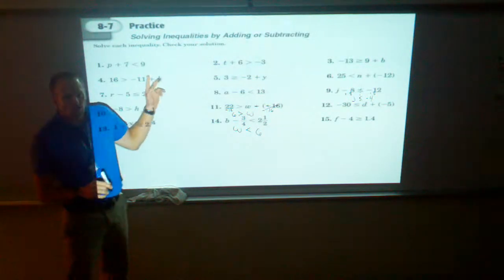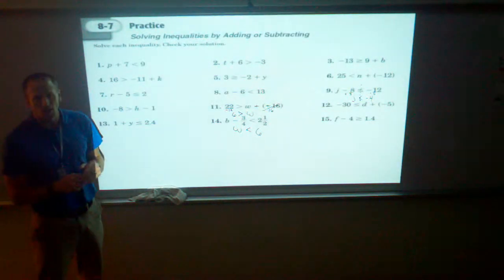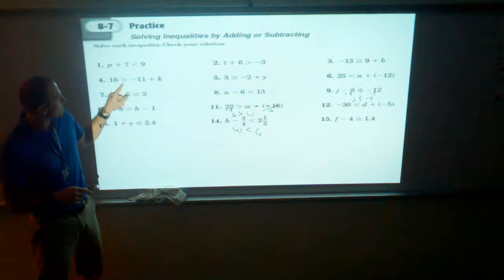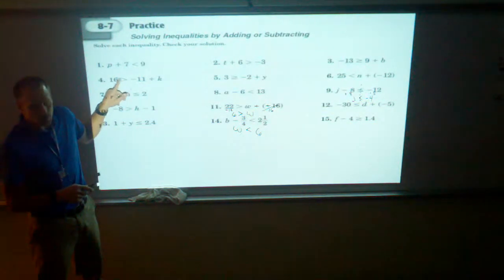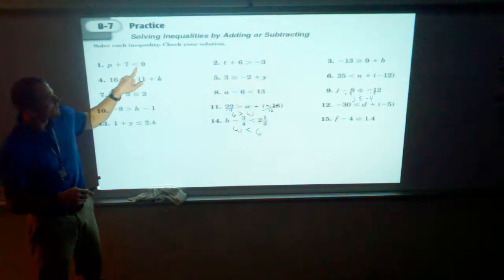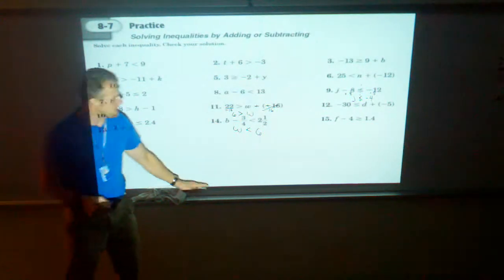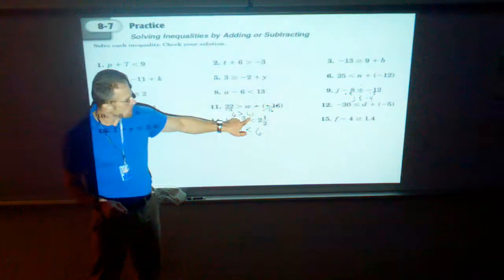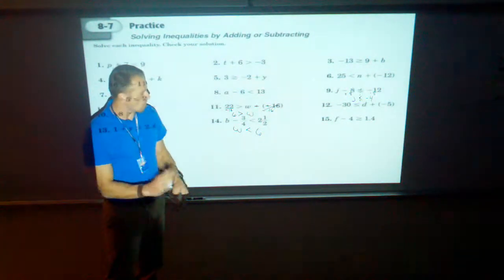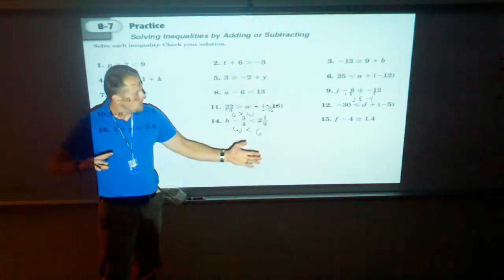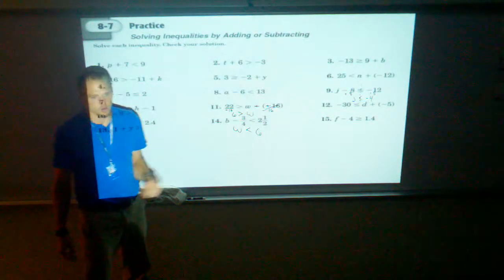So, you solve this exactly like you would an equation, except you keep the sign the exact same. So instead of an equal sign, you're going to have a less than, a greater than, or a less than or equal to sign in there. And then finally, if your variable is on the right side of the equation, then you need to flip the whole thing, including the sign.